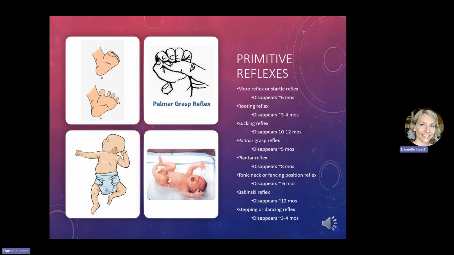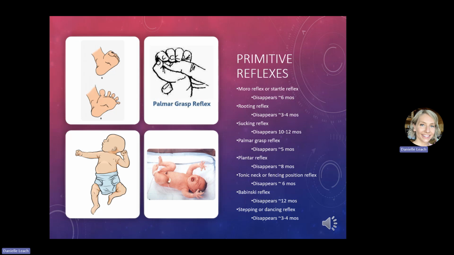The tonic neck or fencing position reflex is one of the more confusing ones, but it's the one pictured on the bottom left. The name fencing makes more sense, where it looks like the baby's fencing with swords. Basically, when you turn the baby's head to one side, in this picture, turning it to the right, then the baby's right arm extends out and their left arm flexes and their left leg flexes. This disappears around 6 months of age.